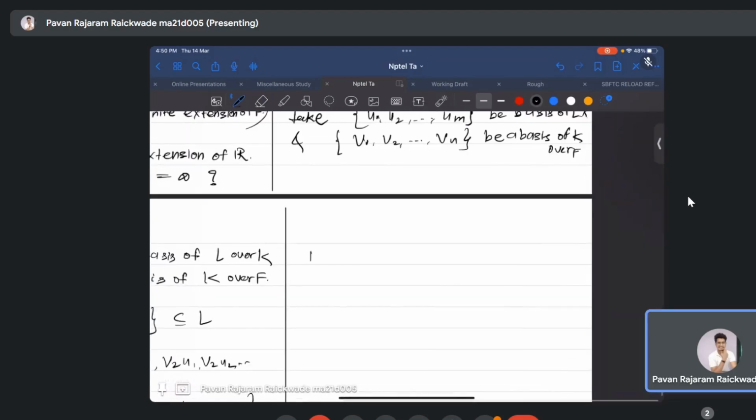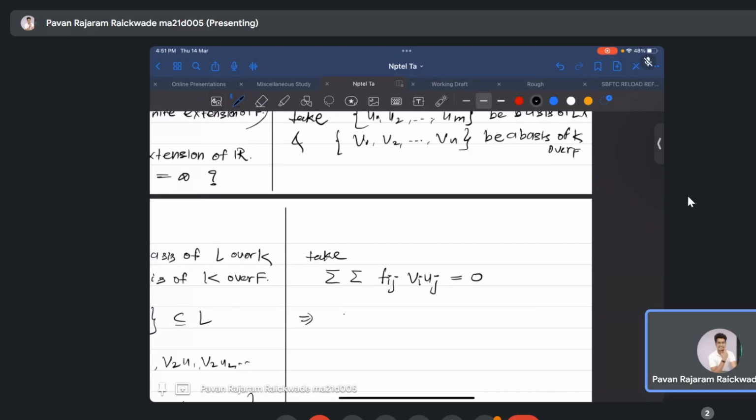Now let you take a linear combination and equate it to 0. Let the summation of Fij ui vj, or vi uj, it's commutative anyway so it doesn't matter, but still vi uj equals 0.